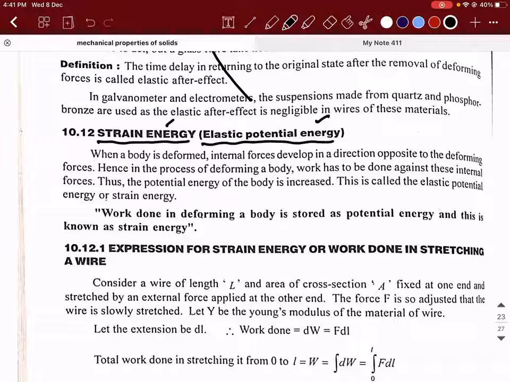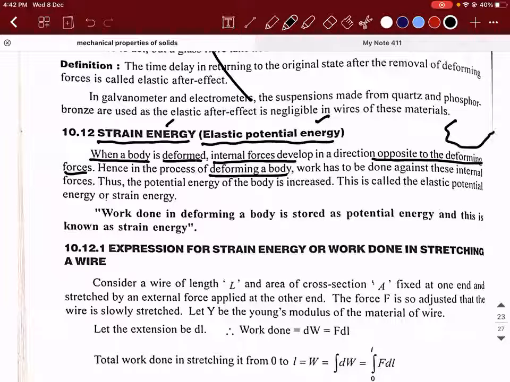Right. See, this we discussed yesterday. Suppose you have an object. When an object is deformed, what will happen? The internal particles are disturbed from their equilibrium position. When that happens, it is going to have more energy possessed within it. So internal forces develop in the direction opposite to the deforming forces. Hence, in the process of deforming a body, work has to be done against what?